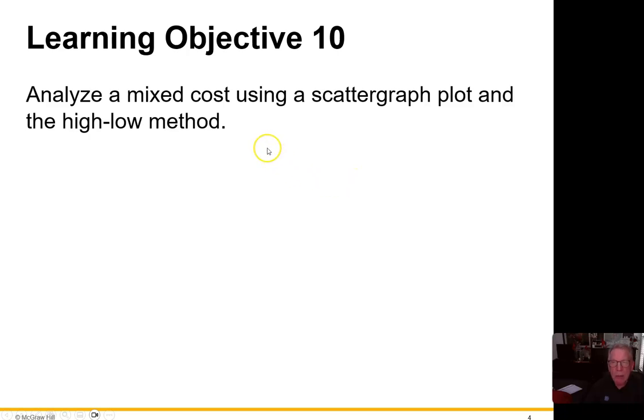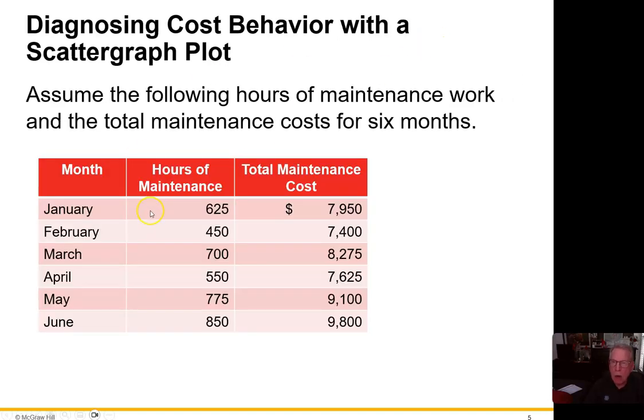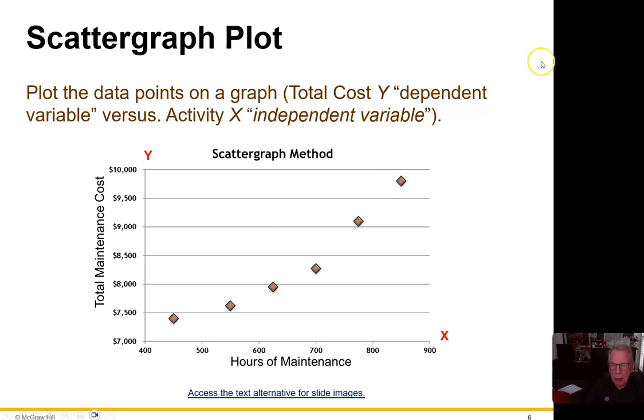If we analyze a mixed cost using a scatter graph, or plot, and the high-low method. So let's see. Here we have hours of maintenance and the total maintenance costs. So we're going to assume the following hours of maintenance work and the total maintenance costs for 6 months. And here's the schedule that does that. Now, what we do is maybe we plot it. And here it is.